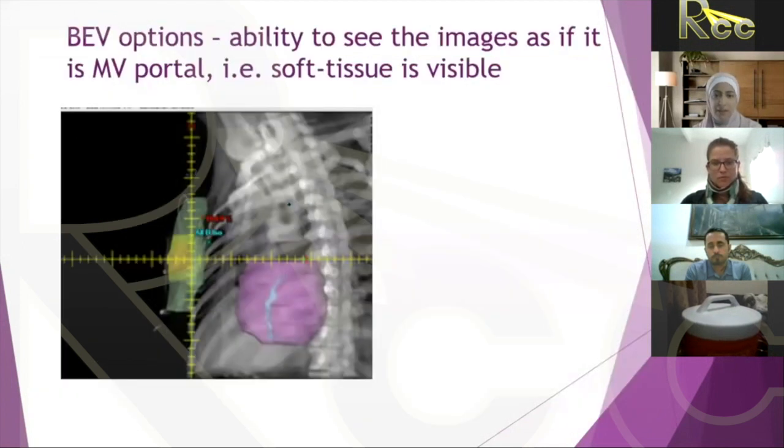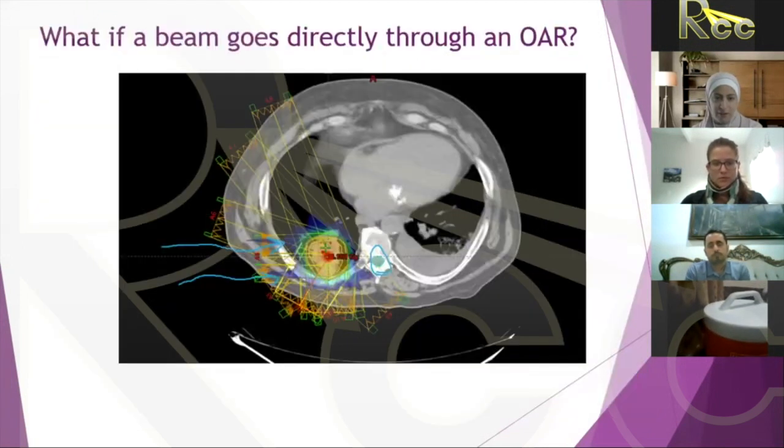And there is one I did not include here, but this plan also had non-coplanar beams. There was one beam with couch kick at 270 degrees and a beam going through like 30 degrees or something. So it had a couch kick. This plan used two tricks. The first trick was that they split the lateral beam, and we had a couch kick. But I really liked this concept.